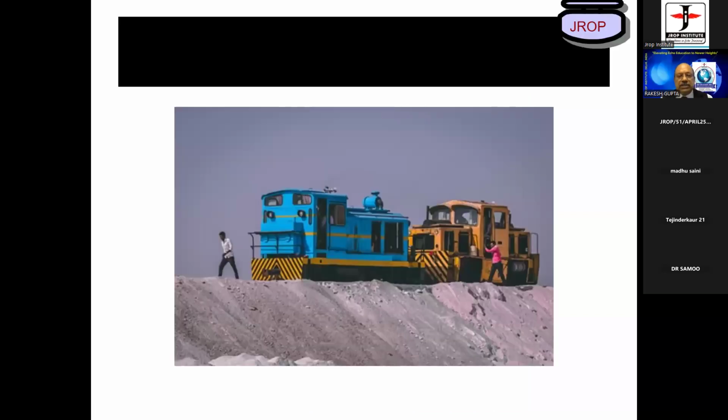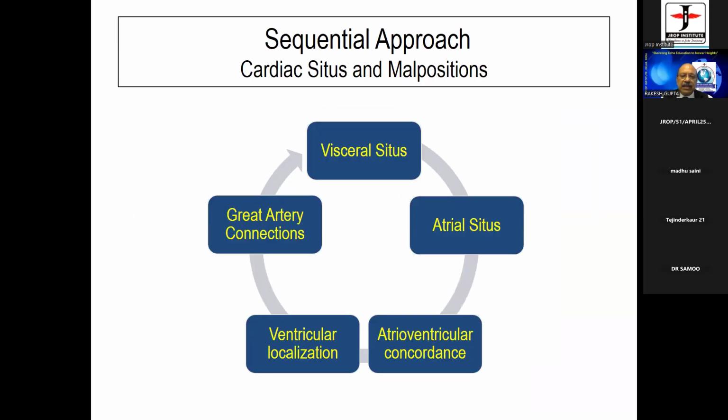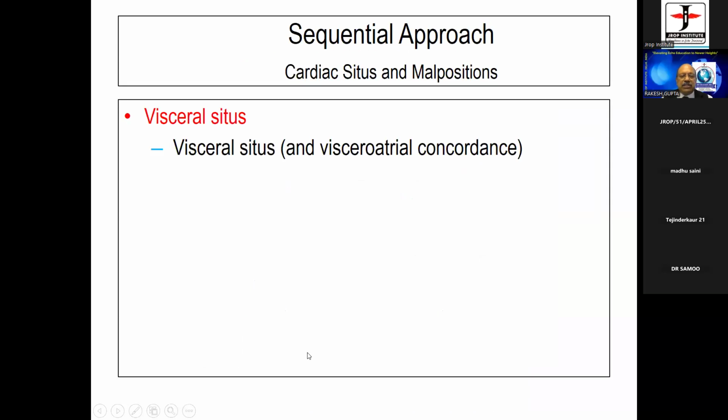Now the next question starts. What is a sequential approach? In the sequential approach, we have visceral situs, great artery connections, atrial situs, atrioventricular concordance, and ventricular localizations. First comes the visceral situs. What is this visceral situs? We have to have a situs.